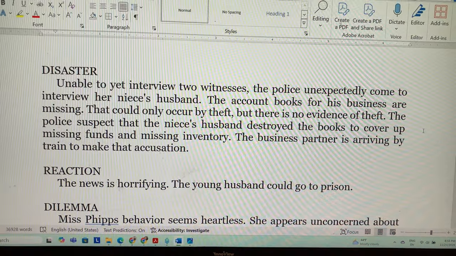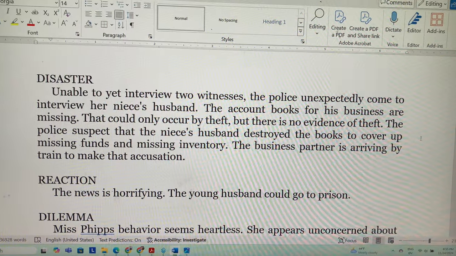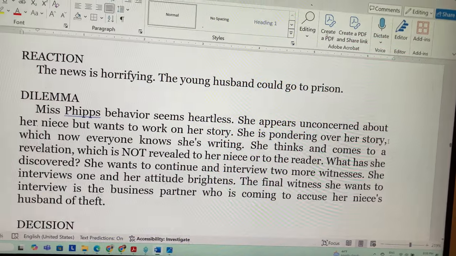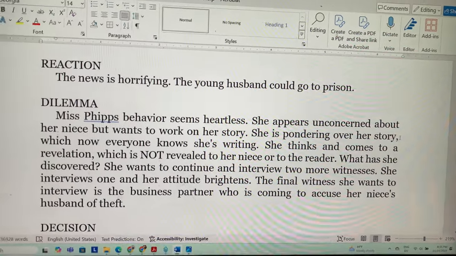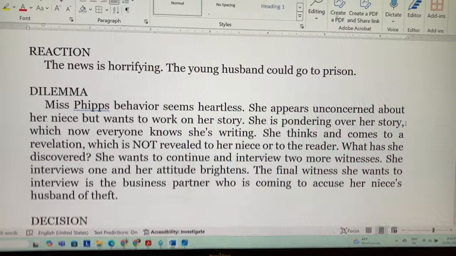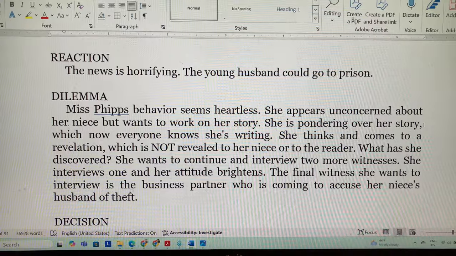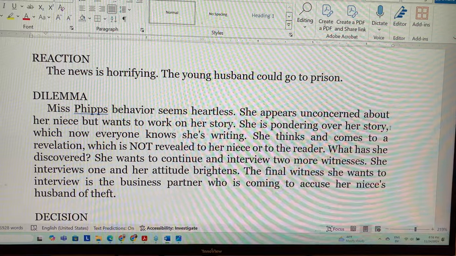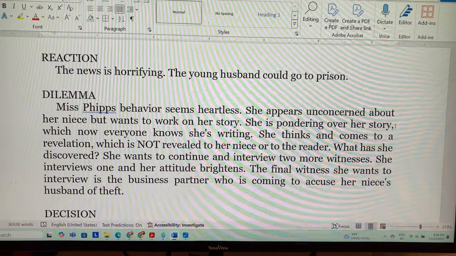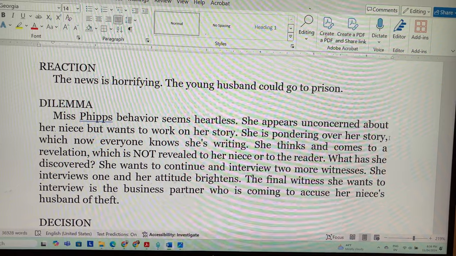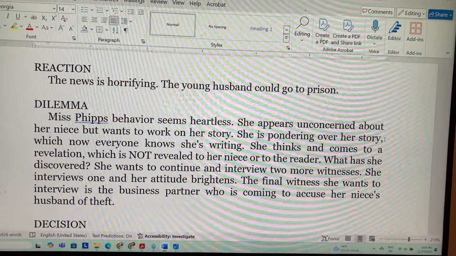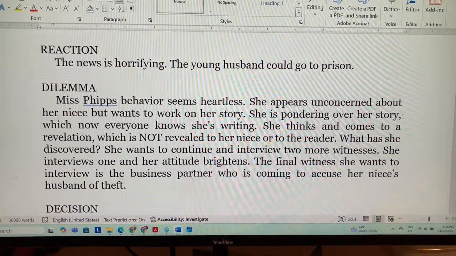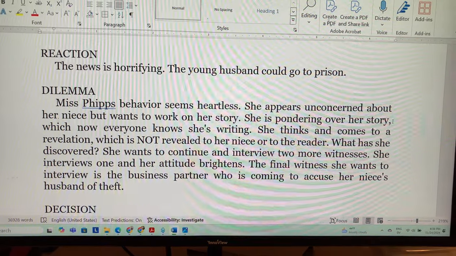Sequel. Reaction. The news is horrifying. The young husband could go to prison. Her niece's husband. Dilemma. Miss Phipps' behavior seems heartless. She appears unconcerned about her niece in a situation, but wants to work on her story. She is pondering over her story, which now everyone knows she's writing. She thinks and comes to a revelation, which is not revealed to her niece or to the reader. What has she discovered? She wants to continue and interview two more witnesses.